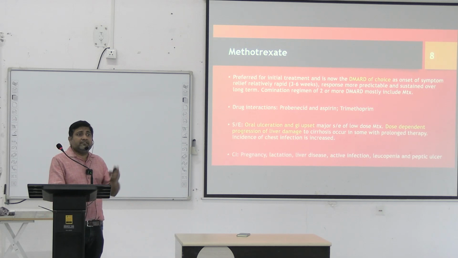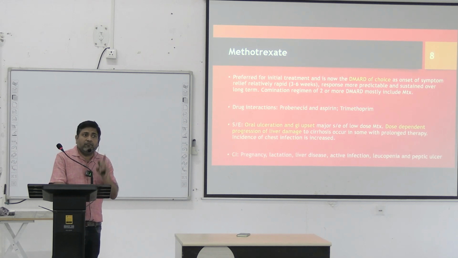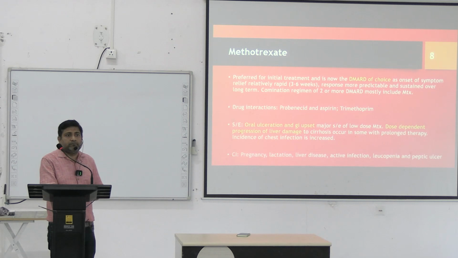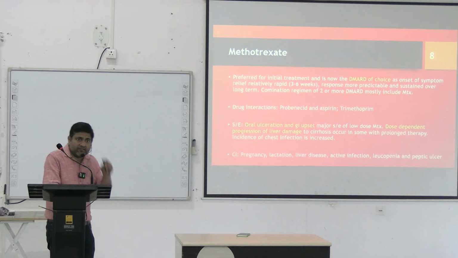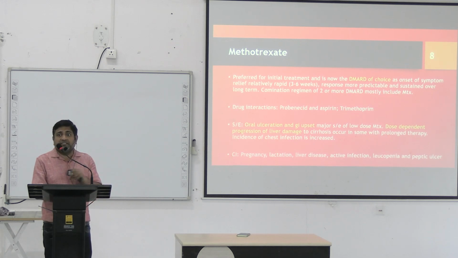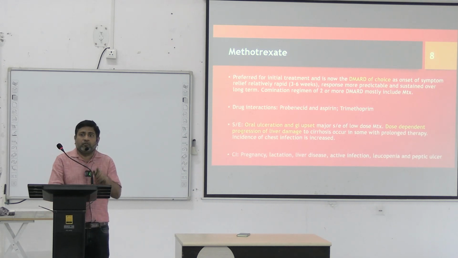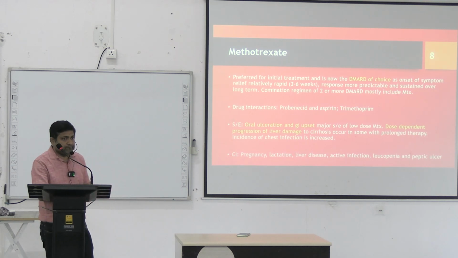Why? Number one, the onset of action is relatively rapid among other DMARD, it is around 3 weeks to 6 weeks. Number 2, response is more predictable and more sustained over the long term. These are the reasons why methotrexate is the first line agent among the DMARD. Combination regimens of 2 or more DMARD mostly include methotrexate unless contraindicated or not tolerated.